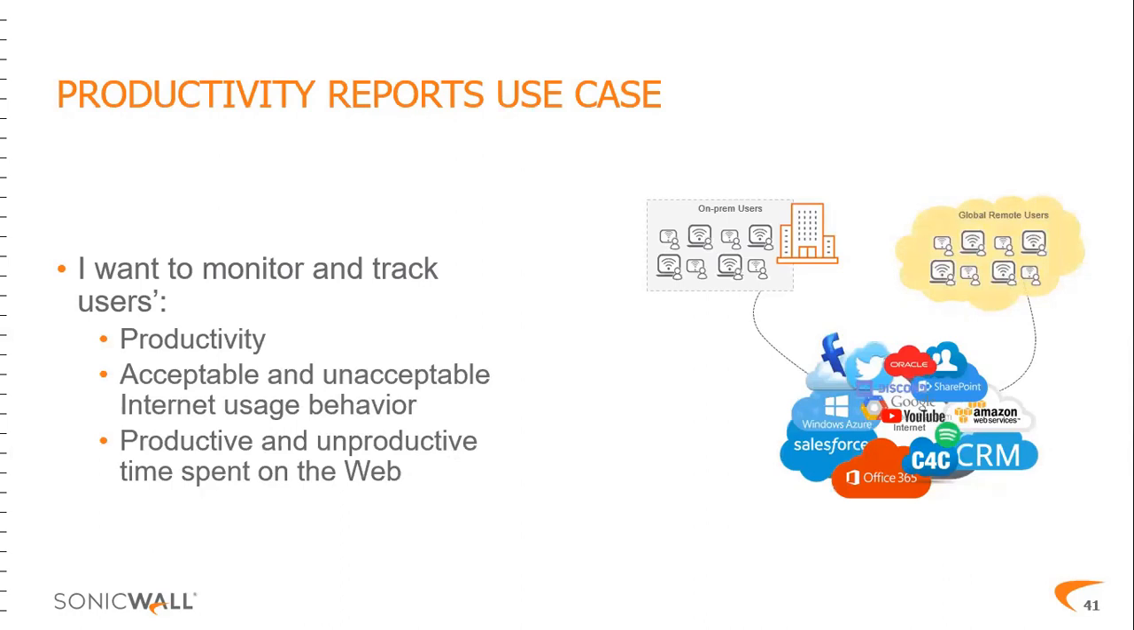So this is the productivity report use case. If you want to monitor and track the users, they have the productivity group to show you. So you can see all your users, whether they are accessing productivity websites or not, and any acceptable or unacceptable internet usage behavior. So productive and unproductive time spent on websites. All this you can actually see in the report.